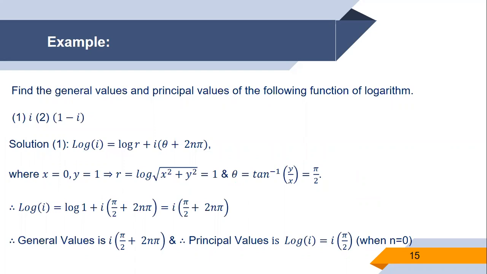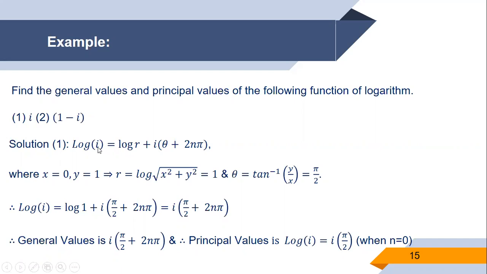Now we can take some examples. The question is to find the general values and the principal values of the following logarithm functions. First example we take is i. If we want to find the general value and principal value of the complex number i, the question is to find the real part and the imaginary part of log i. So both are similar. So log i, using the previous slide, we write as log r + i(theta + 2n pi).